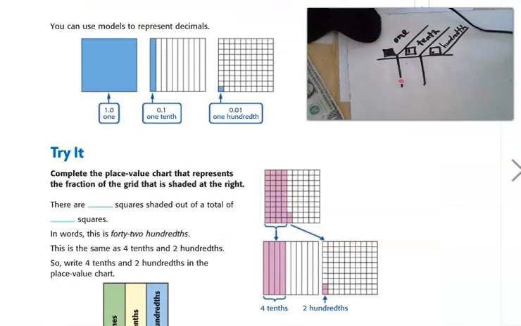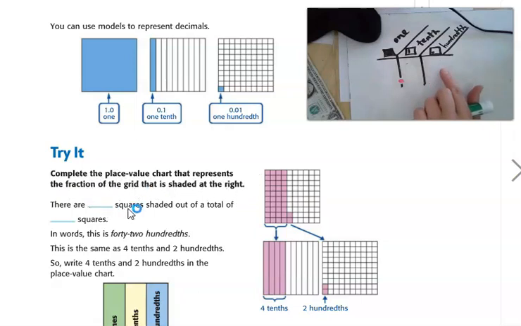Now we're looking at another way we can represent decimals, and we can use a grid. So this whole box shaded, just like I've shown here, would be 1 whole. If I only have 1 bar of the grid shaded, just like I've shown here, that would be 1/10. And if I only have 1 little square in the whole grid, that would represent 1/100, so the hundredths place.